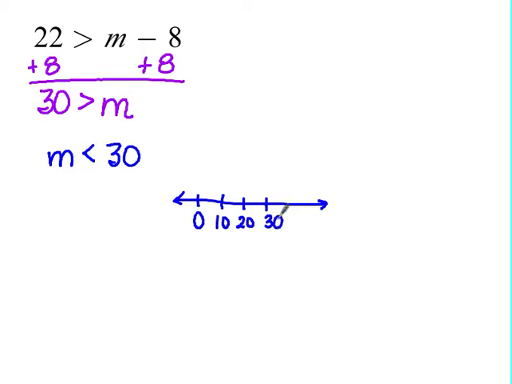So how should I graph that? 30, should I fill it in or not? No, because there's no equal to sign. And then which way do I shade? Left or right? Left, because it is less than. Questions?